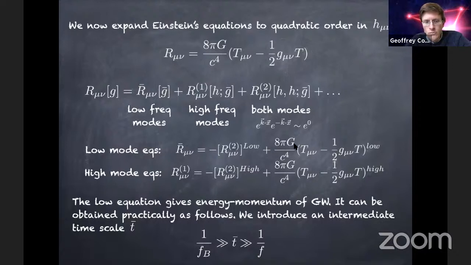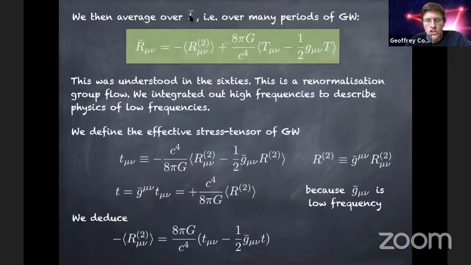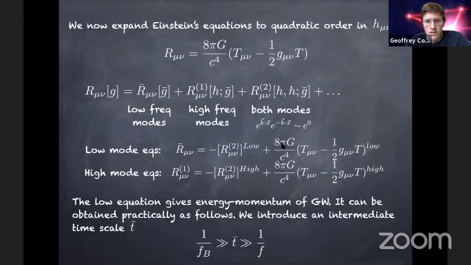So this low mode equation will give me the energy momentum of gravitational waves. To define this operation of projection more precisely, we introduce an intermediate time scale between the time scales dictated by the two frequencies. And we will do an average over T bar. The average over T bar is a way to get the low frequency, because all these high frequency modes will get averaged to zero.